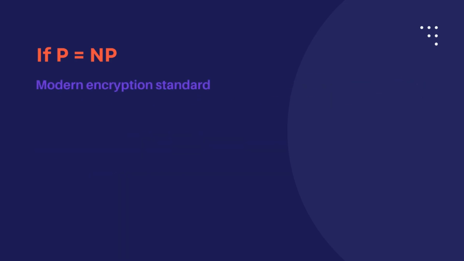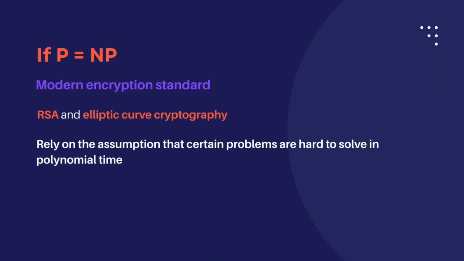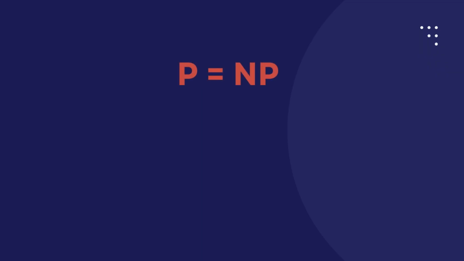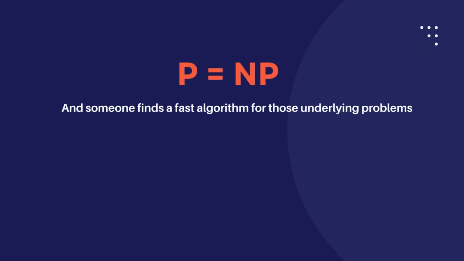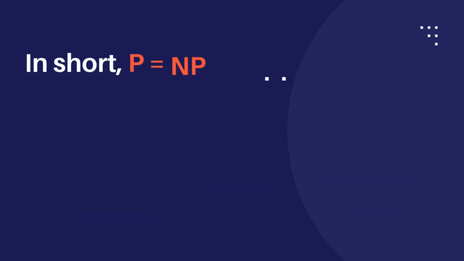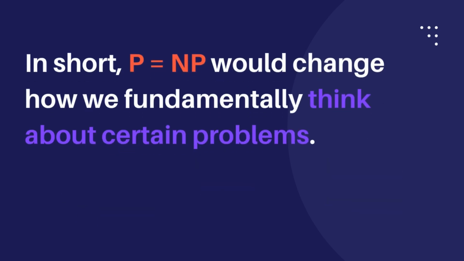Modern encryption standards like RSA and elliptic curve cryptography rely on the assumption that certain problems are hard to solve in polynomial time, such as factoring large numbers or computing discrete logarithms. If P did equal NP, and someone finds a fast enough algorithm for those underlying problems, much of our digital security would be broken, including secure messaging, online banking, and blockchain systems. In short, P equaling NP would change how we fundamentally think about certain problems.